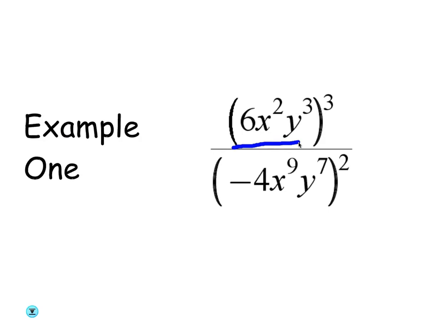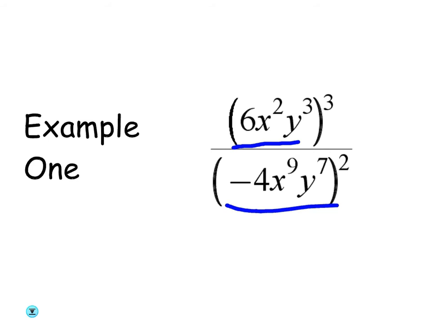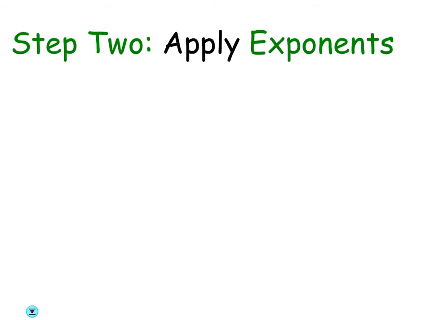So for example, 6x squared y cubed, there's nothing I can do to simplify that, right? And if it was x cubed and x squared, I could combine those to make x to the fifth. But you do want to check, and you want to check both sets. And there's nothing to do at the bottom either, right? So we can check that step off. Okay, so the P is good. Now we can apply the exponents.